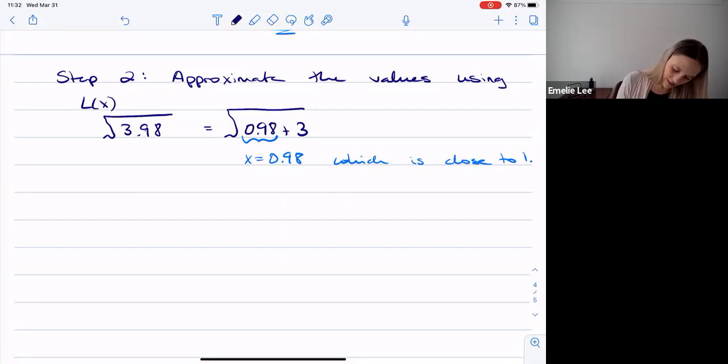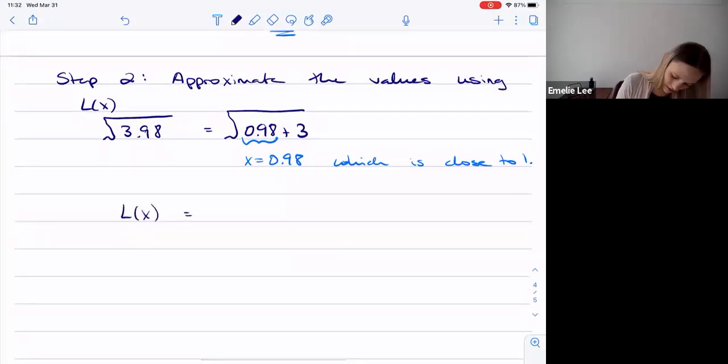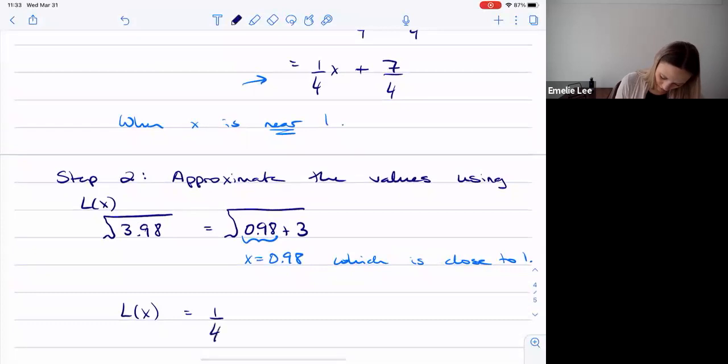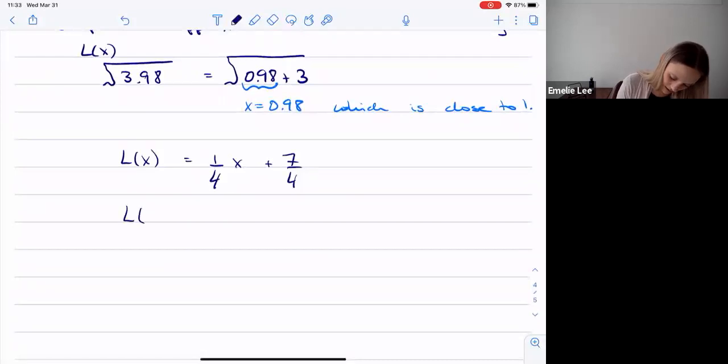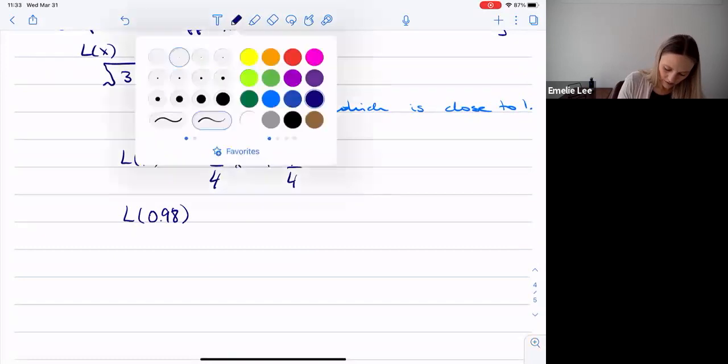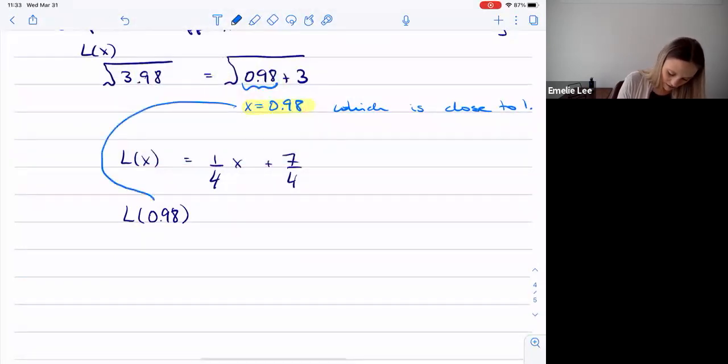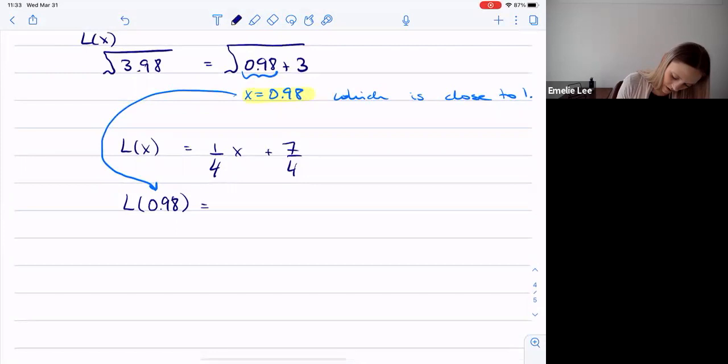So when you do your linearization, L of x, remember, is 1 over 4x plus 7 over 4. What you want to do is L of 0.98, right, because x is 0.98. So you don't want to do 3.98, just 0.98, which is going to be 1 over 4 times 0.98 plus 7 over 4.